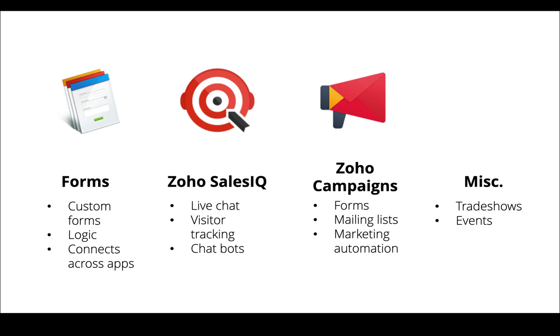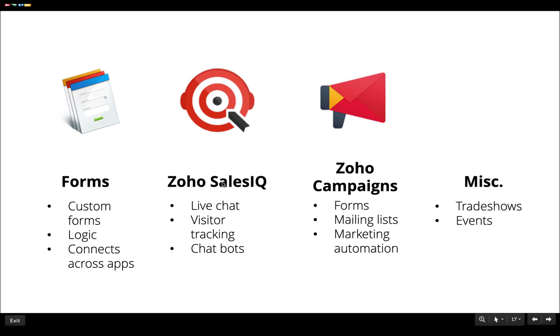So, for example, if someone answers yes to question 1, question 2 can show up or be hidden, right? So you can build custom logic into your forms. You can connect it to various apps across Zoho One, and you can have a whole stable of custom forms ready to go. Zoho Sales IQ is really useful for generating leads as well.